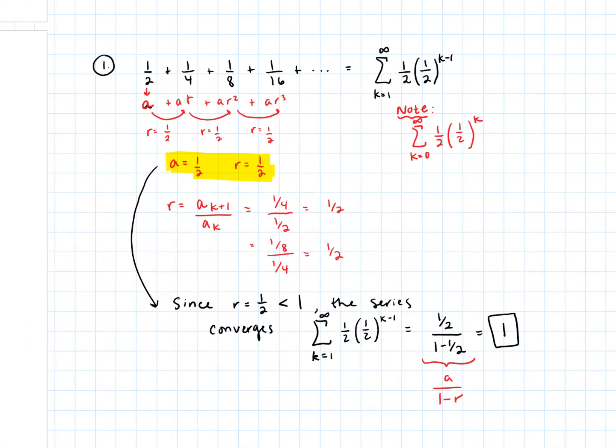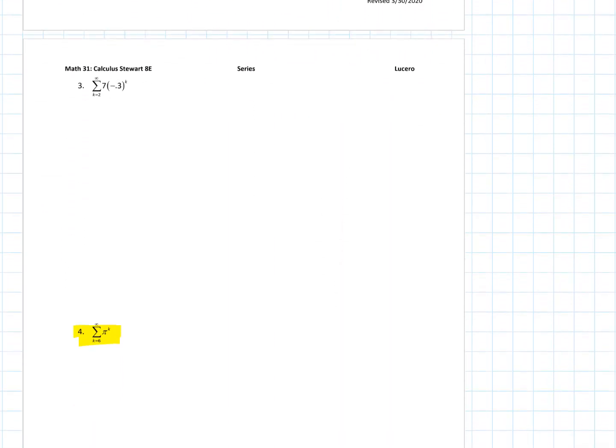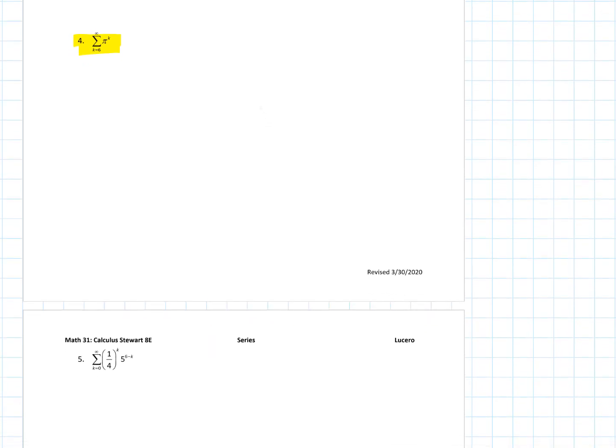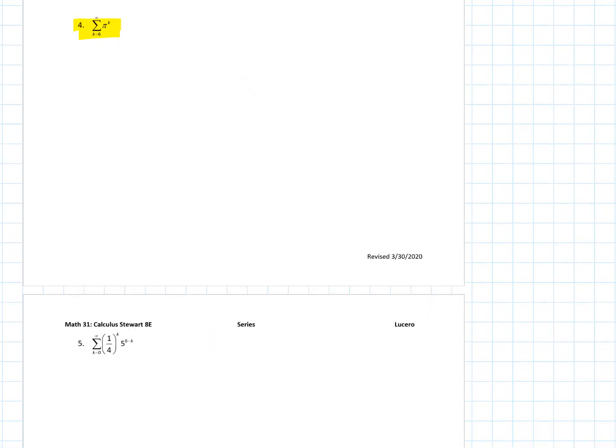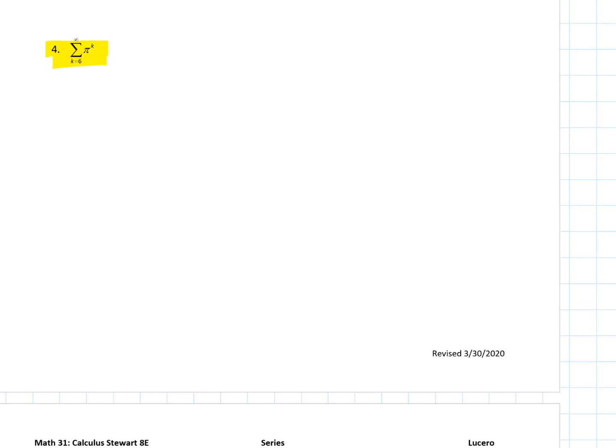Let's look at, again, I've got several examples here, and I want to jump to number 4. What if we had the series from k equals 6 to infinity of pi to the k? Let's take a look at that. I'm going to carry that over here so I have some more space. This is the fourth example in my lecture notes.